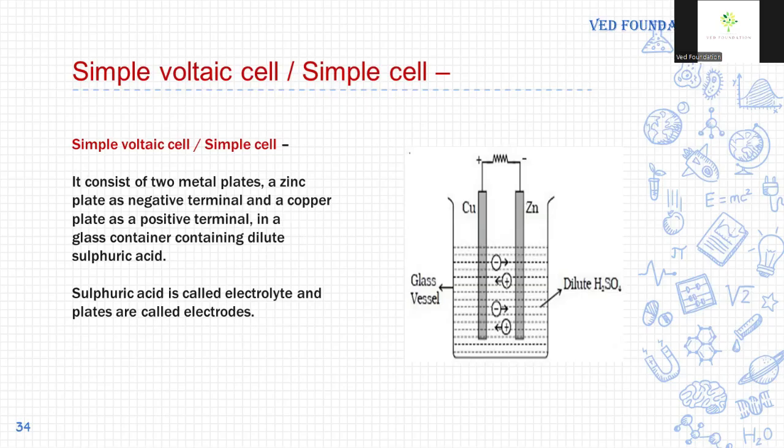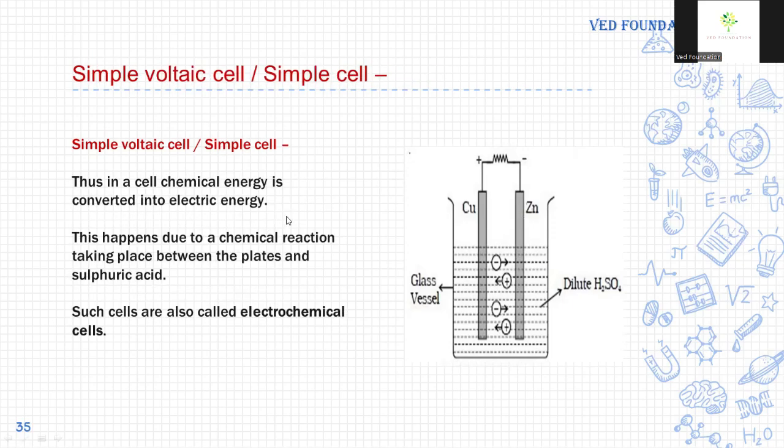Sulfuric acid is called the electrolyte. Electrolyte means a solution through which electric current can pass. So here in this cell, sulfuric acid is the electrolyte and the plates are electrodes, positive electrode and negative electrode. In the cell, chemical energy is converted into electric energy. A chemical reaction takes place between this acid and these metals, and in this way free ions are produced, and these free ions can generate electric current. In this way, in a cell, chemical energy is converted into electric energy. Such cells are also called electrochemical cells.